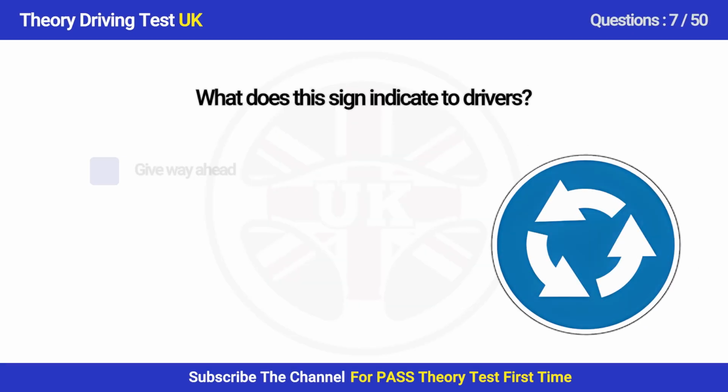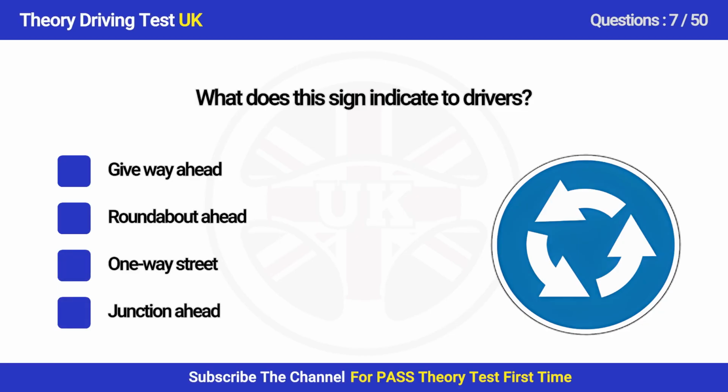Question 7. What does this sign indicate to drivers? A. Give way ahead. B. Roundabout ahead. C. One-way street. D. Junction ahead.